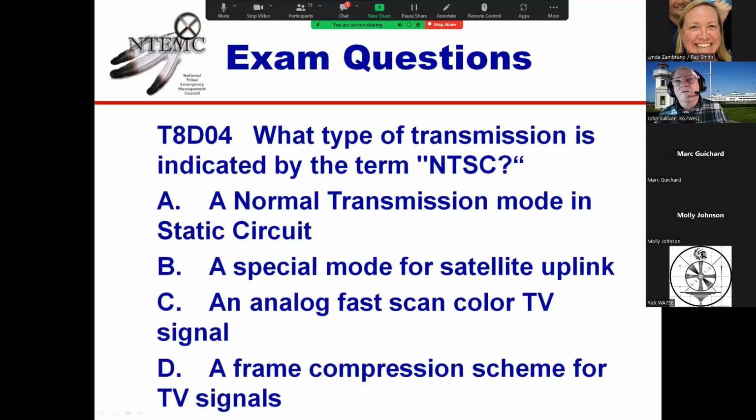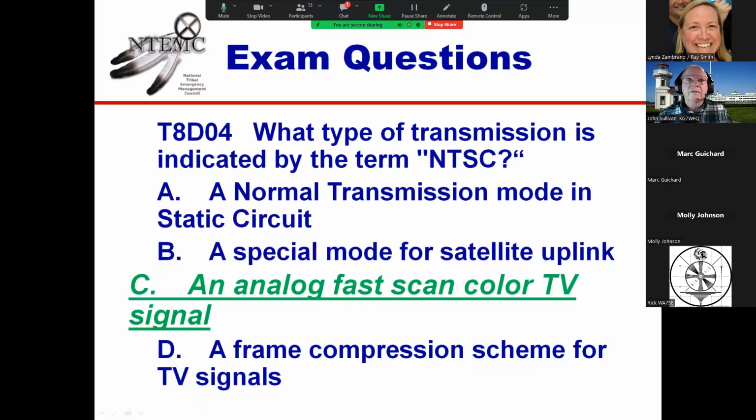What type of transmission is indicated by the term NTSC? If you remember, that was a protocol used in the US and some other countries for television, color TV, analog fast scan color TV signal.